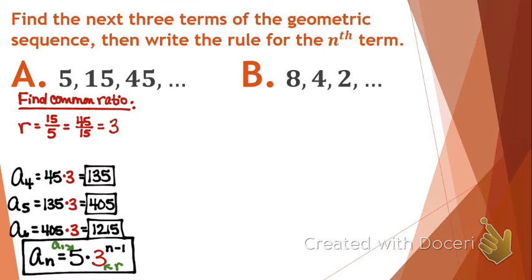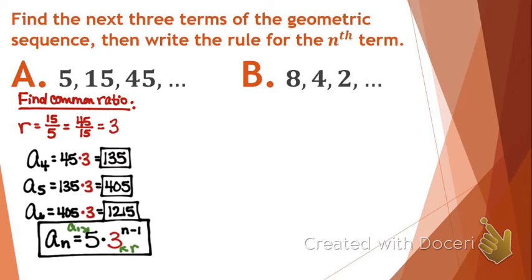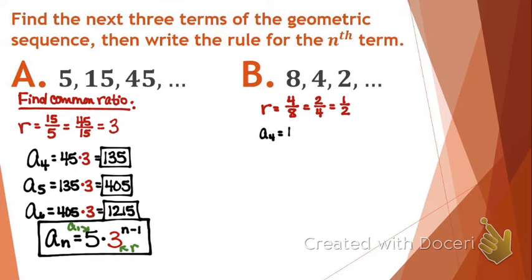All right. Let's look at part B. What is our common ratio on part B? 1/2. R is equal to 4 over 8 or 2 over 4. Our common ratio is 1/2. So what's the 4th term in this sequence then? 1. The 5th term? 1/2. The 6th term? 1/4. Nicely done.